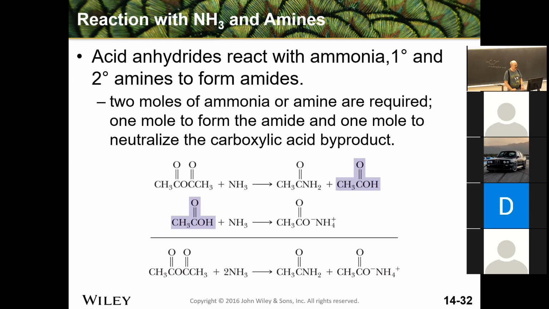Anhydrides react with ammonia, primary and secondary amines to form amides, just like acid chlorides do. Again, we need 2 moles of ammonia or amine, or we have to have some other base present. One mole to form the amide and 1 mole to neutralize the carboxylic acid byproduct. So here, acetic anhydride plus 2 ammonias gives acetamide and ammonium acetate.